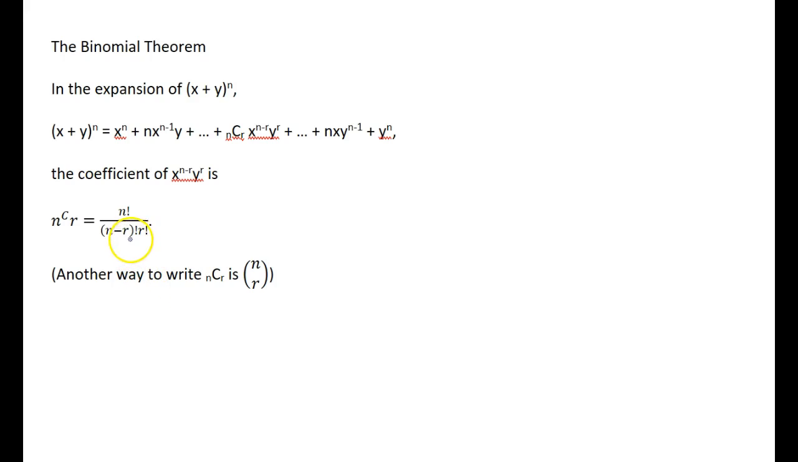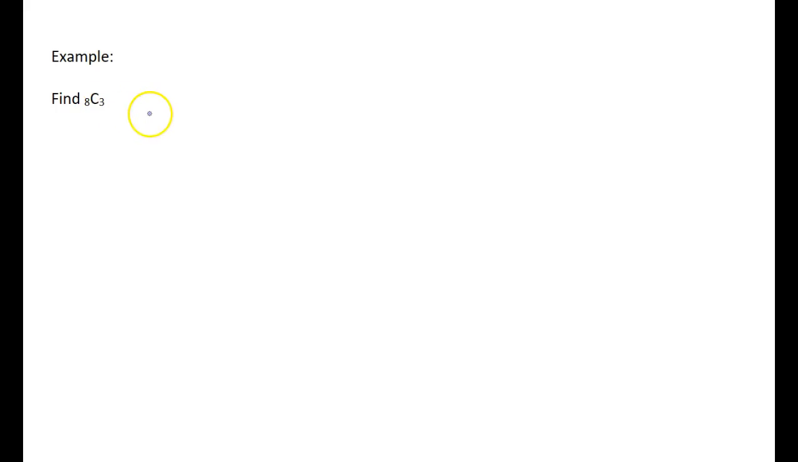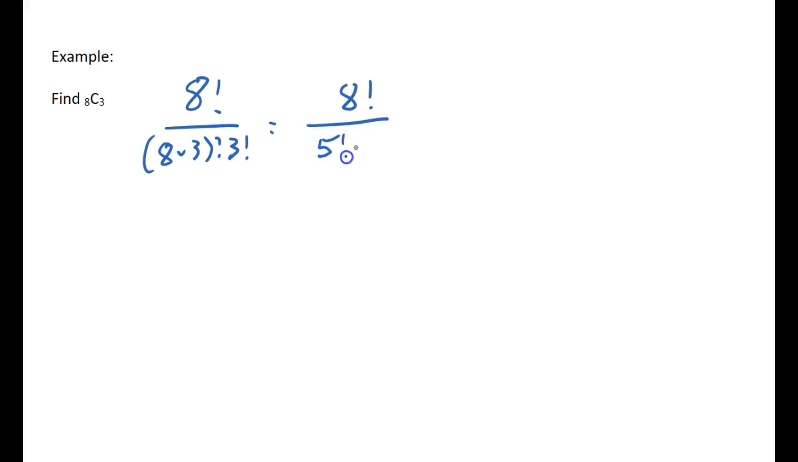It's a combination, okay? It's n factorial over n minus r factorial, and sometimes you'll see it written as parentheses n over r like that. But what that means is n factorial over n minus r factorial, r factorial. So for example, 8 choose 3, that's going to be 8 factorial over 8 minus 3 factorial, 3 factorial, which works out to 8 factorial over 5 factorial, 3 factorial.